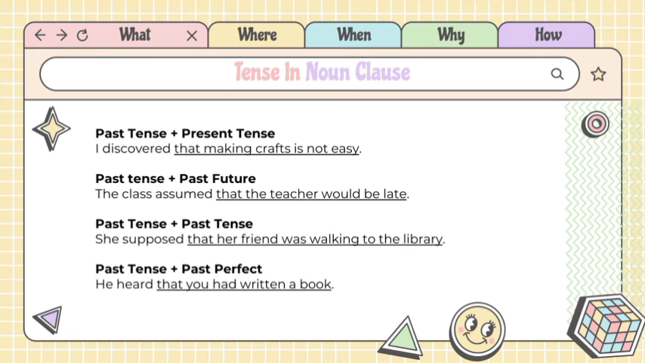7. Past tense plus past tense. Example: She supposed that her friend was walking to the library. 8. Past tense plus past perfect. Example: He heard that you had written a book.